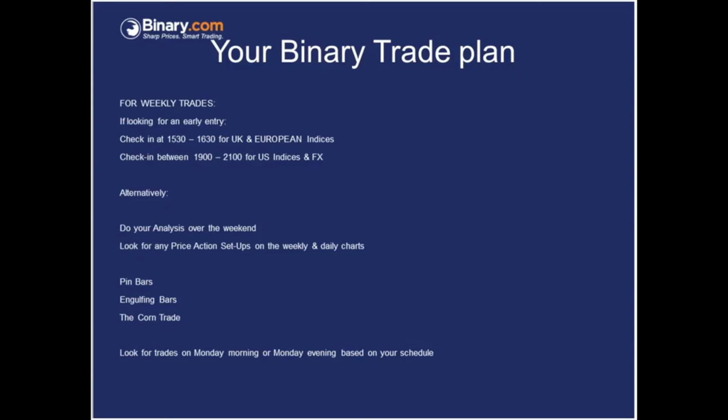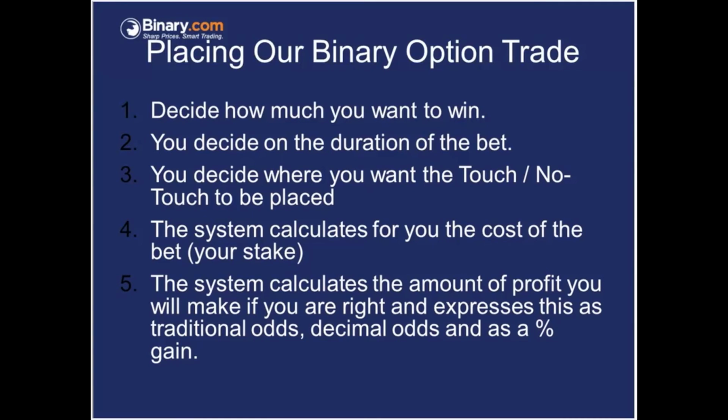And then when the market's open on Monday morning, or maybe it's a Monday evening because of your own schedule, you can start looking at the prices of the options and put a plan in place to build a binary options plan. So decide how much you want to win. You decide on the duration of the bet. You decide where you want that touch or no touch to be placed. The system calculates for you the cost of the position, your stake, and then the amount of profit you'll make if you're right, and expresses that as traditional or decimal odds, and as a percentage gain. That's part of that plan of being able to put that together and look at that.